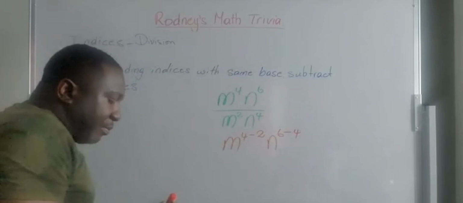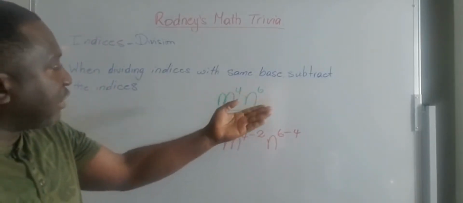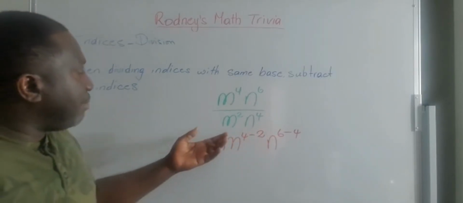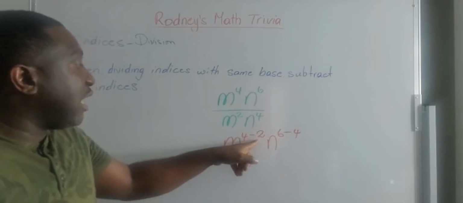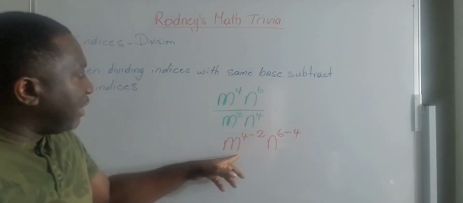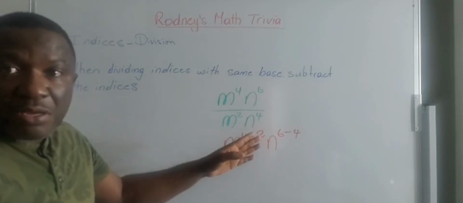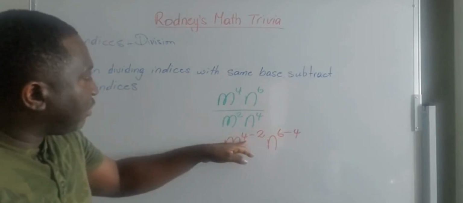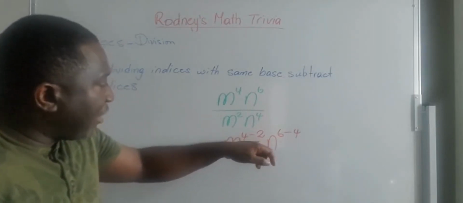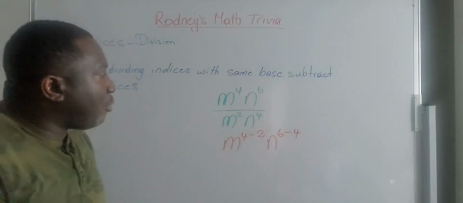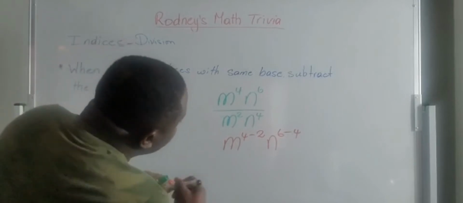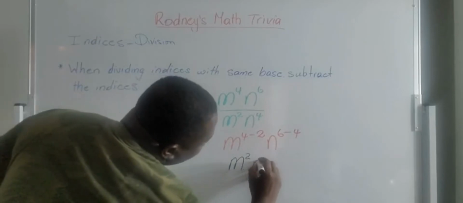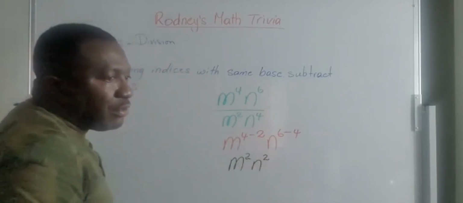minus 4. So bear in mind, guys, we have numerators and denominators. So simply we are taking the index of the denominator from the index of the numerator in this given sense. Hence, m to the 4 minus 2, n to the 6th power minus 4 will result. So our final outcome will be m to the second and n to the second.